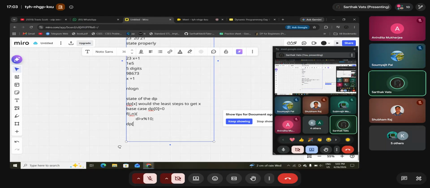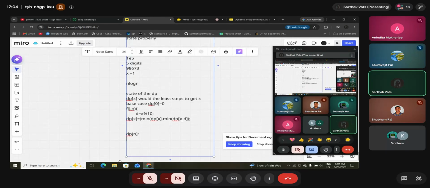For whatever DP of X is, we need to calculate the minimum steps. So that would be DP of x and the minimum of DP of x minus d, d being the digit, right? If you just go through like this till n, your answer is going to be DP of n. I hope I'm clear with the pseudocode. And so we can formally check this out.